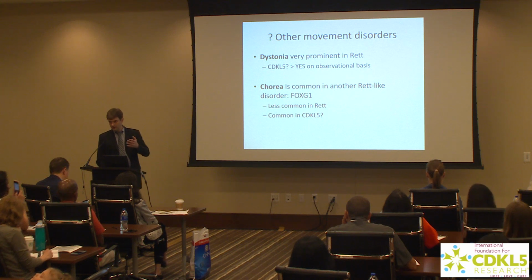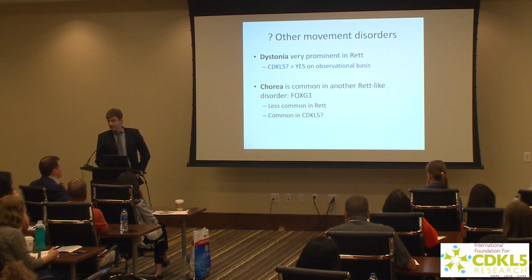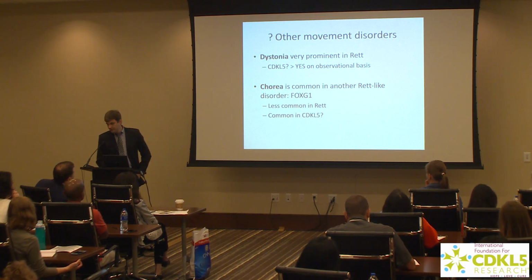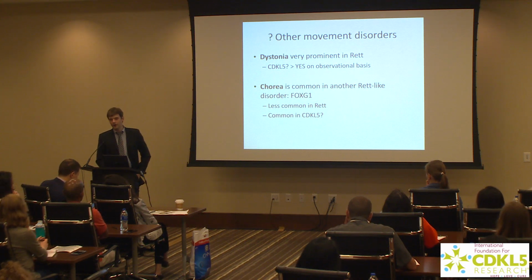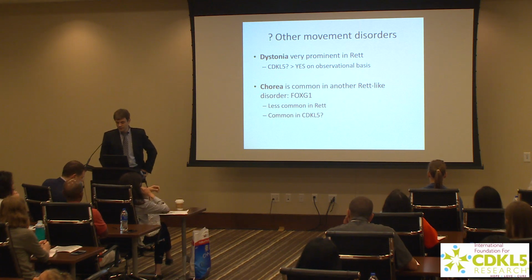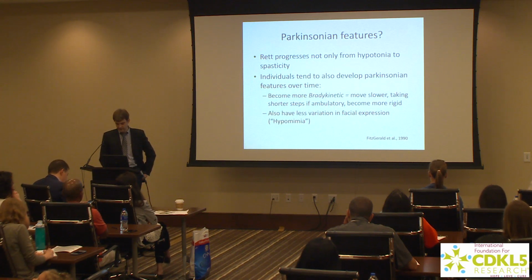What about other movement disorders? Dystonia, and we'll go over these different terms in the second part of my talk, is very prominent in Rett syndrome. Is it prominent in CDKL5? We do not yet know from the literature, but on an observational basis, I would say yes, dystonia is very frequent in CDKL5 syndrome. What about another big group of movement disorders, chorea? Chorea is common in another Rett-like disorder, namely FOXG1 syndrome, and much less common in Rett syndrome. So it would be interesting to know how common chorea features in CDKL5 syndrome.